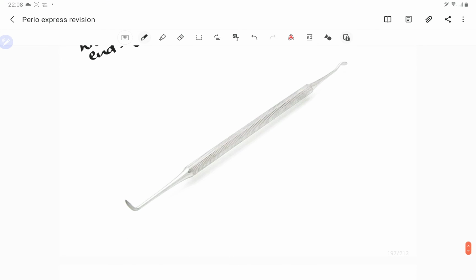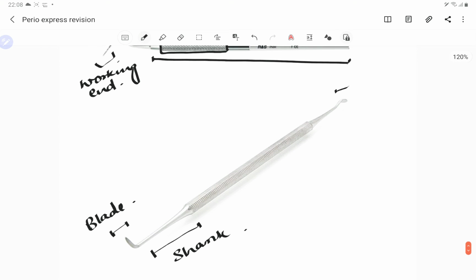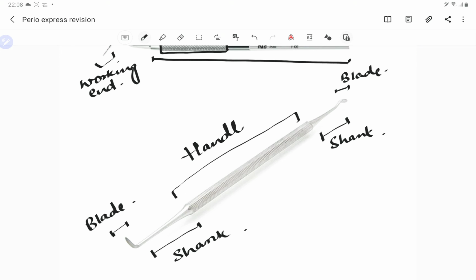And next one, if you can see here guys, we have a typical periodontal instrument which looks more like a scaler. It has a blade here, this particular part is the blade, and this particular part is the shank. On the other side also, we have a blade here. So this is the blade, then we have a shank, and in between is the handle. And if you can see here, the same pattern of serrations or knurling is present as in the periodontal instrument, which looks more like a scaler.